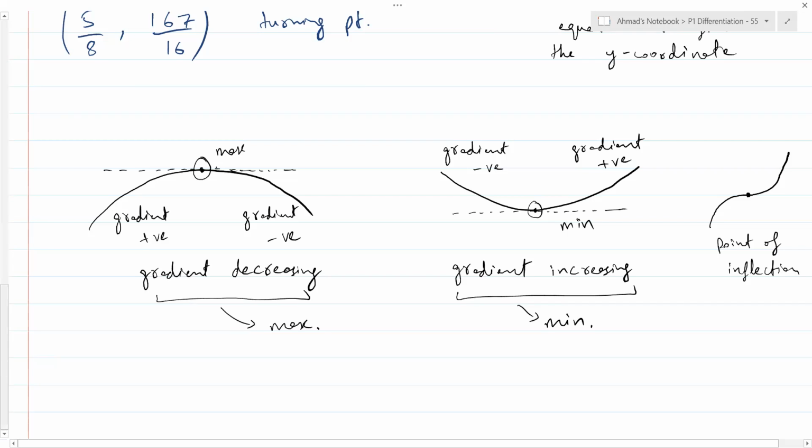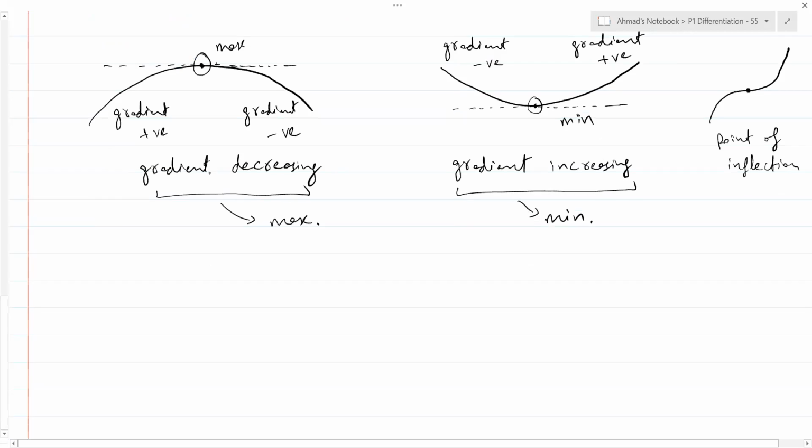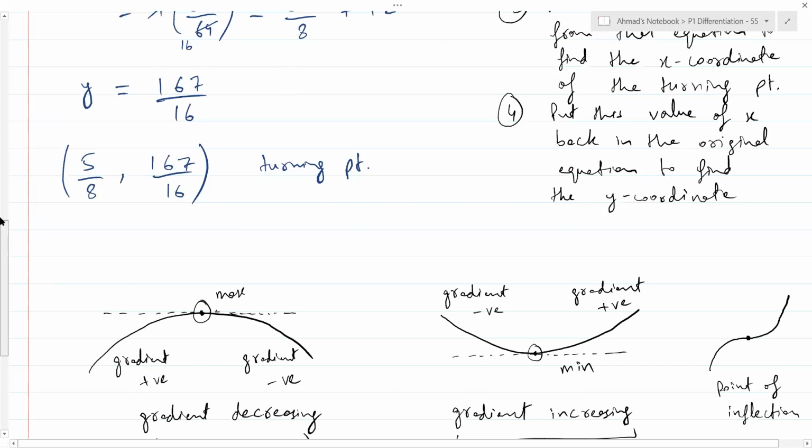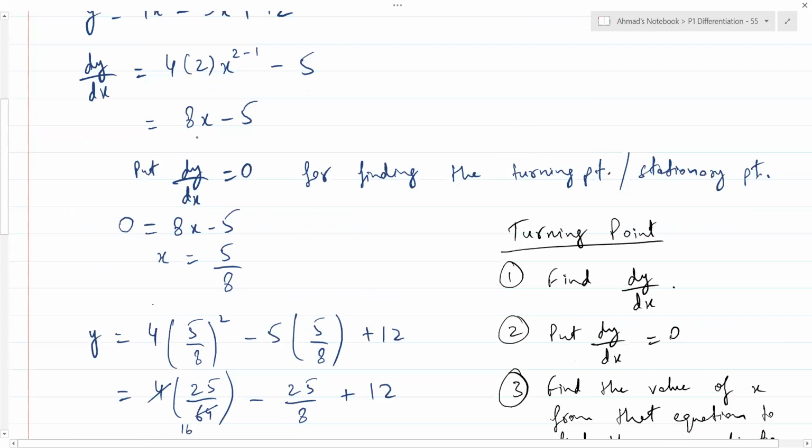So, what do we understand from this? हमारे पास gradient already है. dy by dx in this case was 8x minus 5. ठीक है, उस curve के लिए it was 8x minus 5.